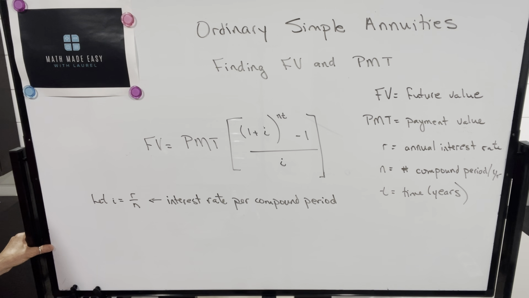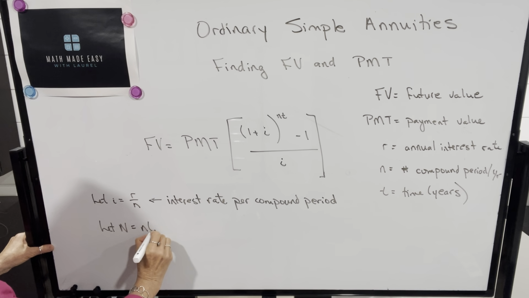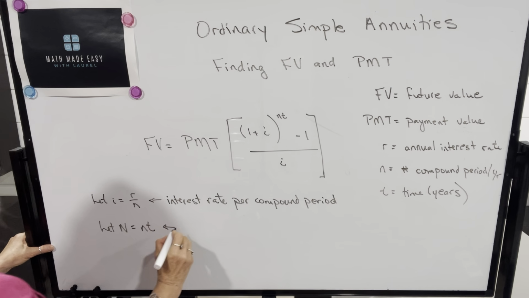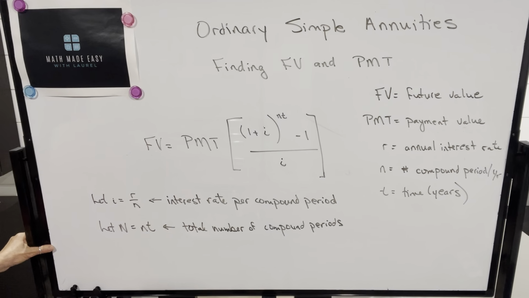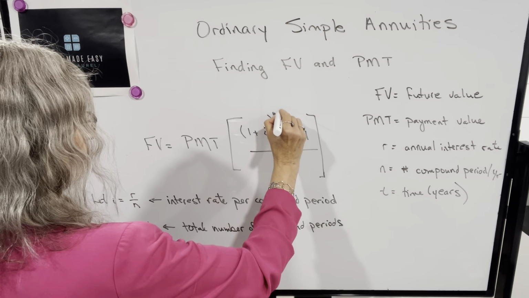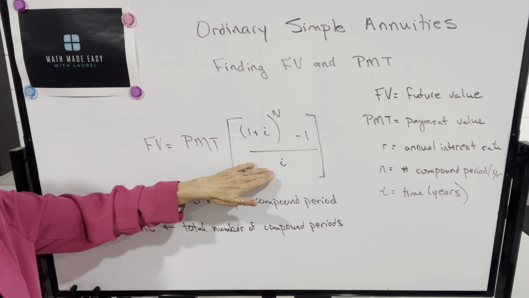The other substitution we can do to make this look a little bit easier is let capital N represent small n times t, the number of compound periods per year times the number of years. And when we do that, we're going to get the total number of compound periods. If you prefer to use this formula, that's fine.